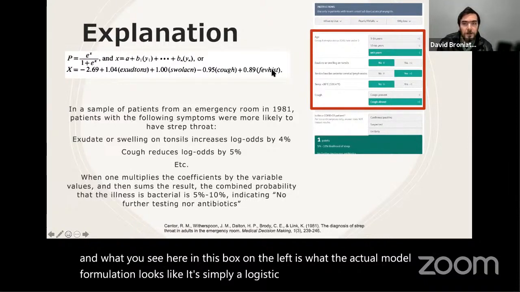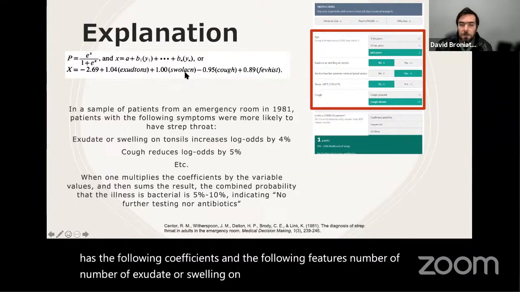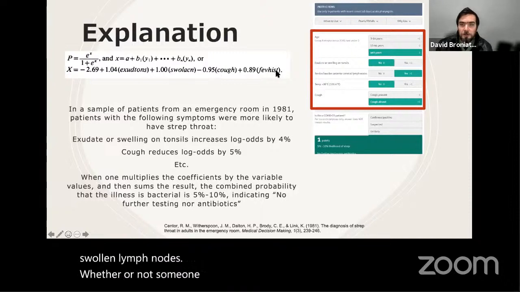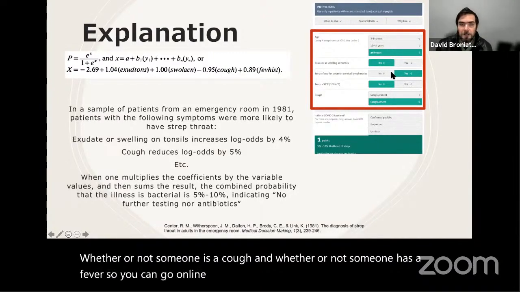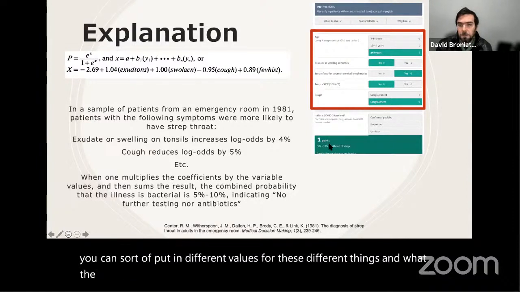And the model itself has the following coefficients and the following features: number of exudates or swelling on tonsils, the presence or absence of swollen lymph nodes, whether or not someone has a cough, and whether or not someone has a fever. So you can go online and find a Centor scale calculator, and you can put in different values for these different things, and what the model will give you is an output, which is your likelihood of strep. It's a number.